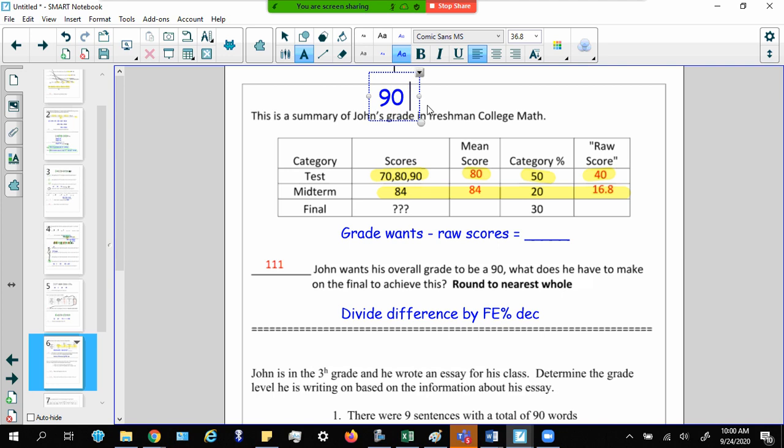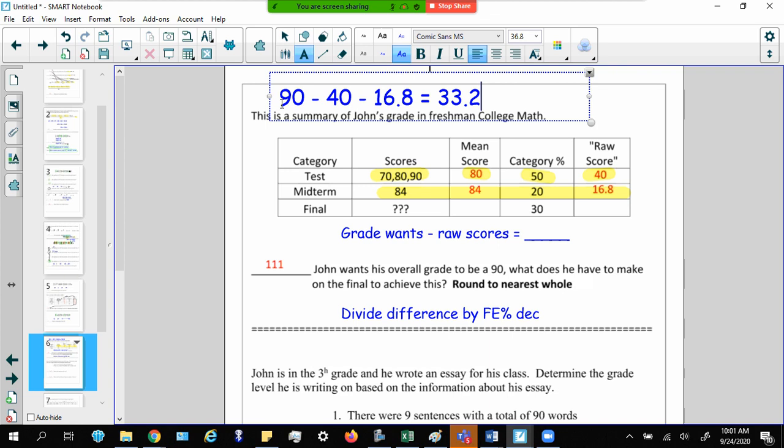I'm going to subtract all the raw scores, which is 40 minus 16.8. So 90 minus 40 minus 16.8, I get 33.2. That was my step 1.